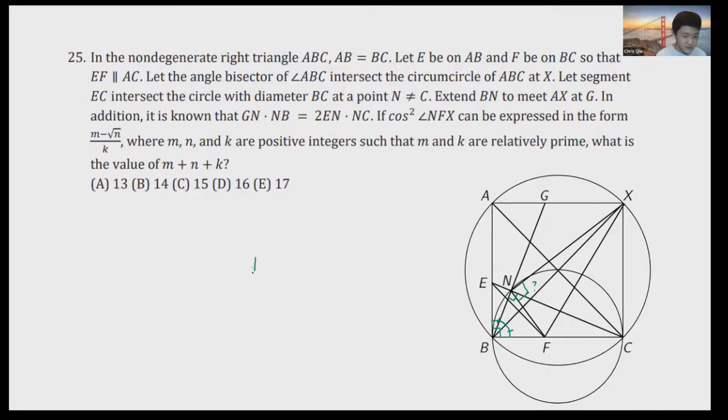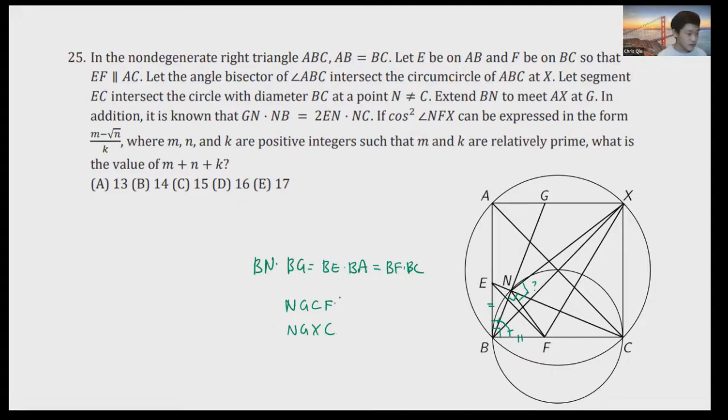And so we can see that by power of a point, BN times BG is equal to BE times BA, and BE times BA is the same thing as BF times BC, because BE equals BF and BA equals BC. And so now what we have is that N, G, C, and F are on the same circle. And earlier we noticed that we have these 4 points, G, N, C, and X. So N, G, X, and C are on the same circle. So these points are all on the circumcircle of triangle NGC.